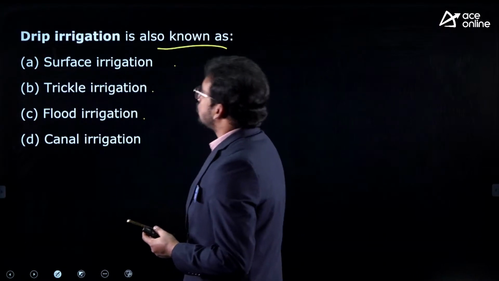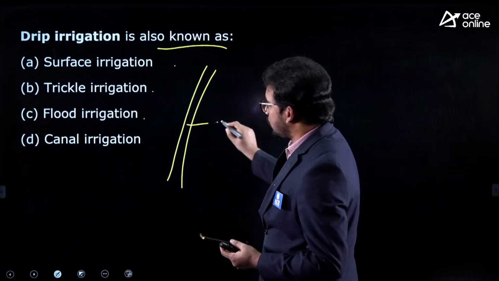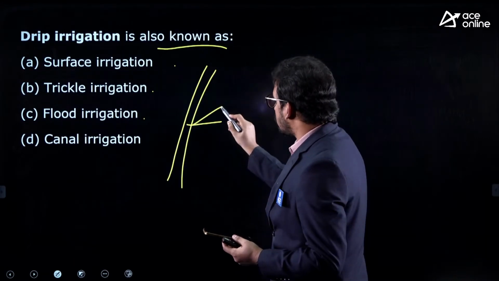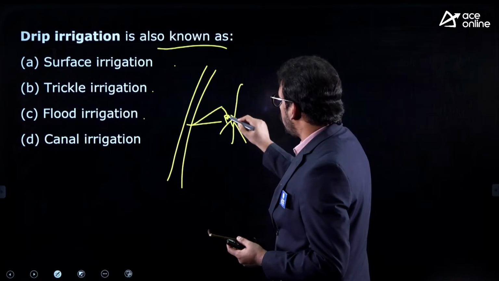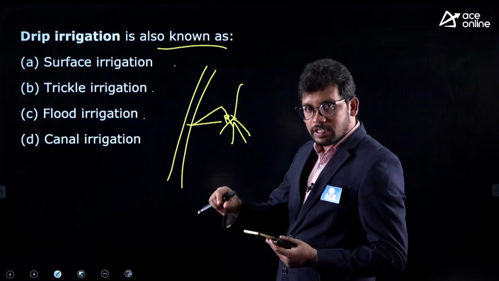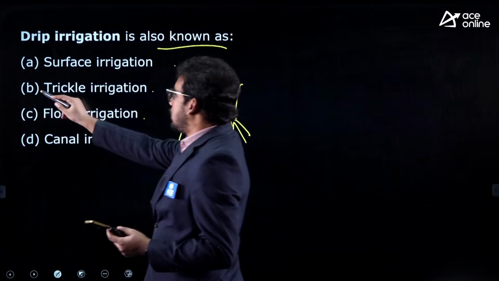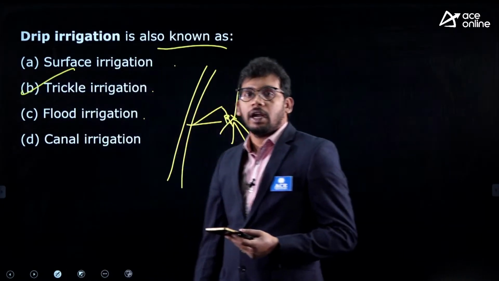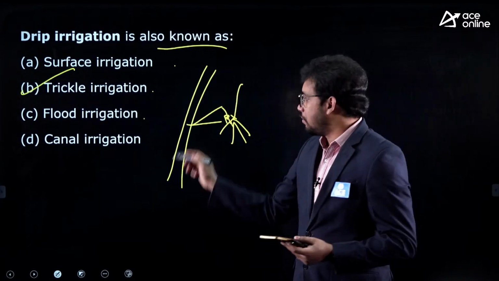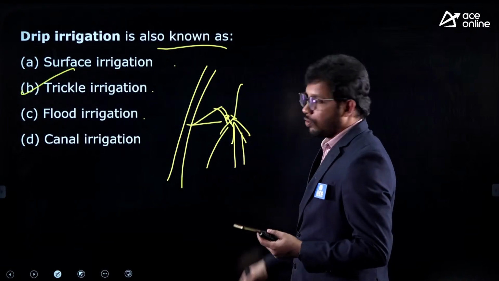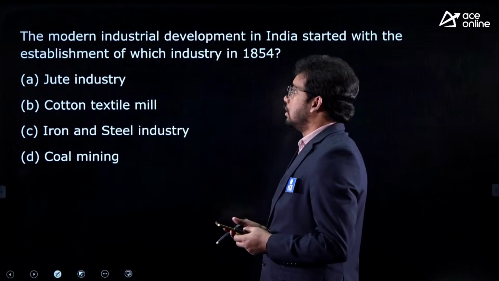Drip irrigation is also known as trickle irrigation. We have discussed what drip is: we lay the pipes and a small notch directly gives water to the roots of the plant with a small dot. After some time, every second it will drop a small droplet. So it is known as trickle irrigation, right? Trickle means going down. If you put the water here, it will go to the lower part of the root, right? That's why it is called trickle irrigation.